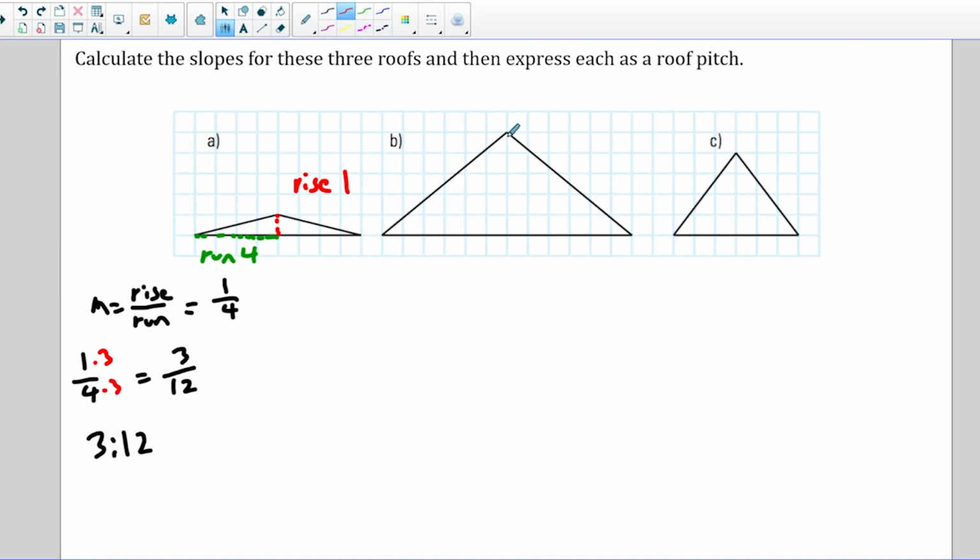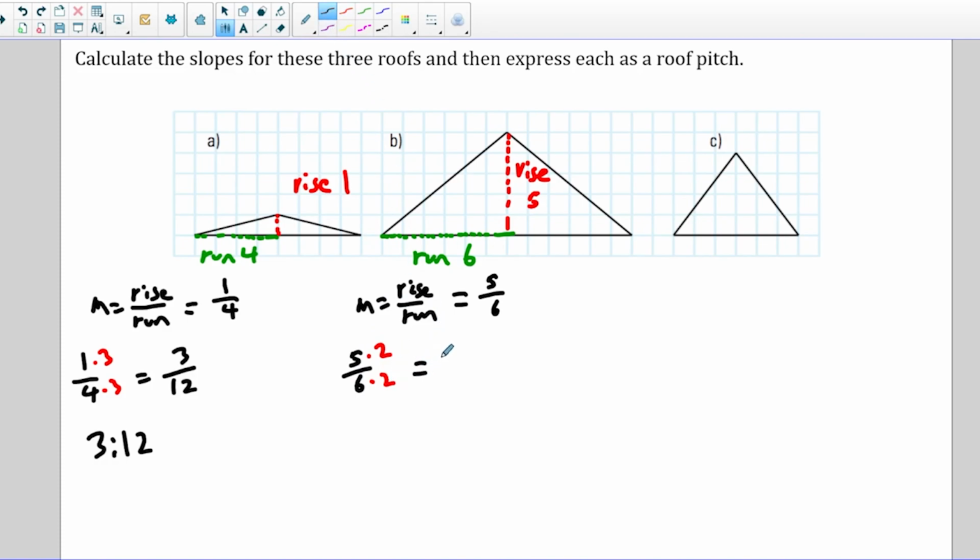So we're going to look first at the rise. So we're rising up 5 units. So the rise is 5. Look at the run, 1, 2, 3, 4, 5, 6. Your run is 6. So once again, m is equal to rise over run. And we end up getting a slope of 5/6. But we want to make sure this denominator is 12. So we're going to multiply both the top and the bottom by 2. So we end up getting 10/12. So those are equivalent fractions. So we can convert that 10 over 12 to a 10/12 pitch.